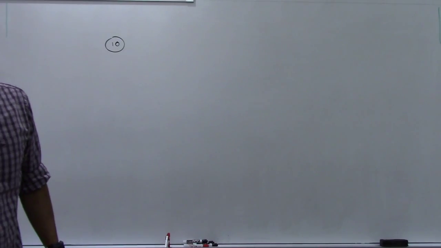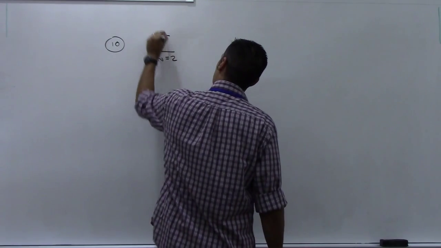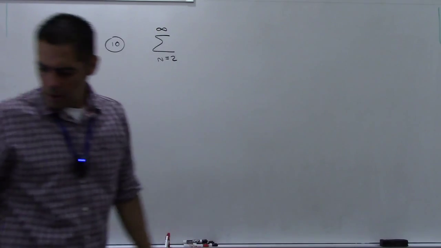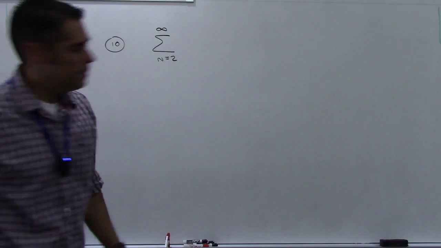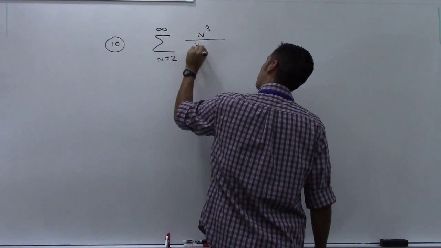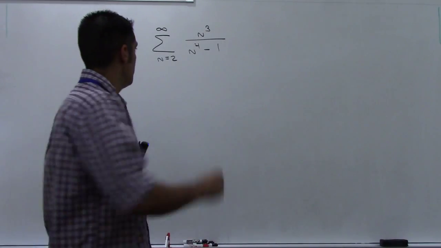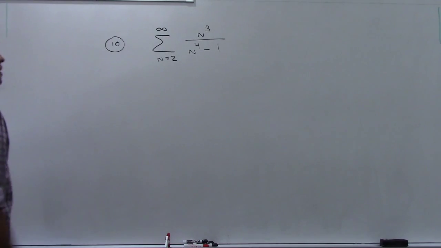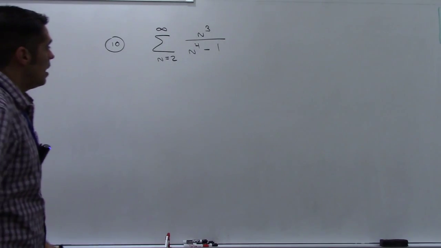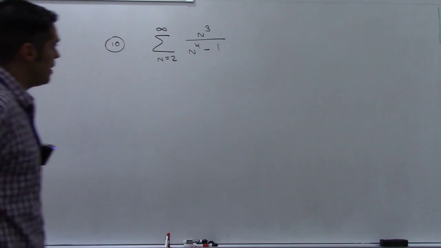Same thing, sum, this time n equals 2 to infinity, of n cubed over n to the fourth minus 1. Okay, so I think it says we want to use the comparison test. So let me see, what would I compare this to?